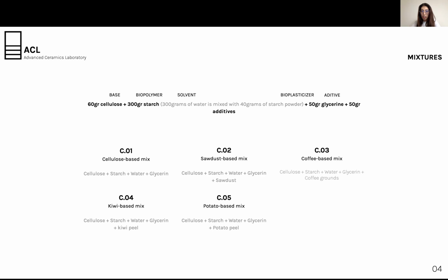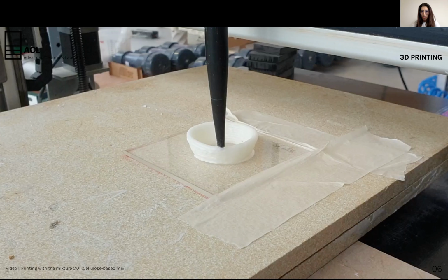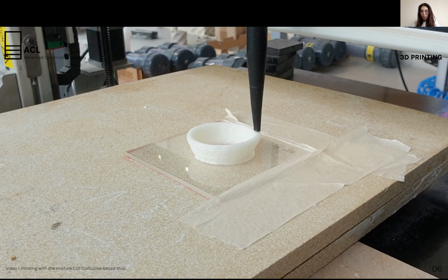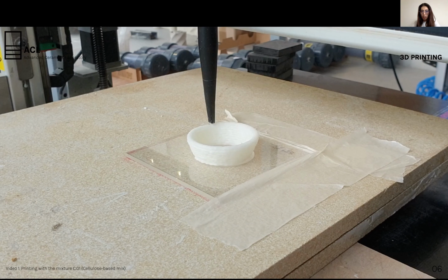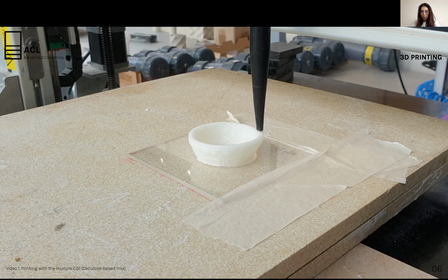To prepare each mixture, it is necessary to carry out a set of actions. This video shows the process of extrusion with a cellulose-based mixture. The fluidity of the mixture enhances the final printing quality of the elements.